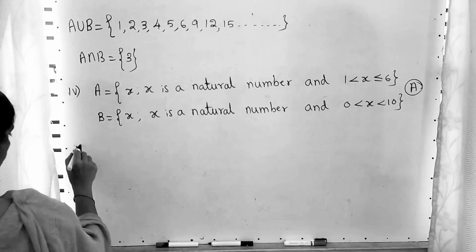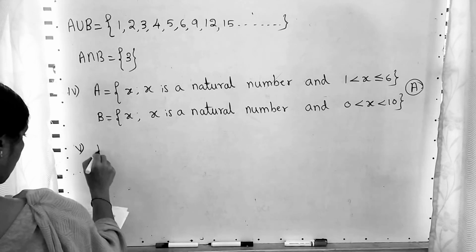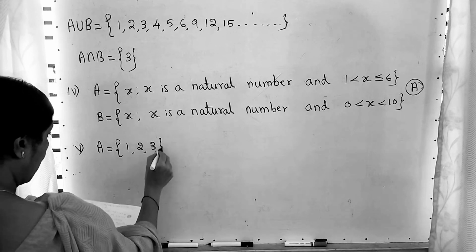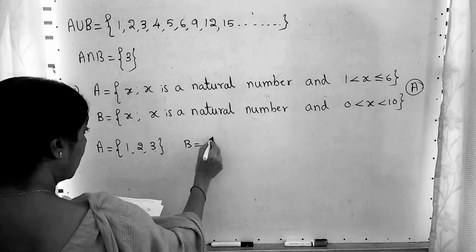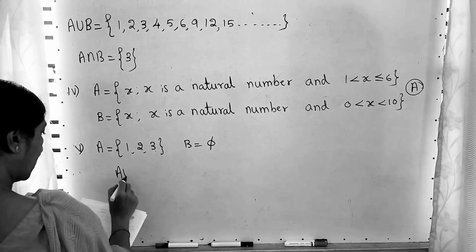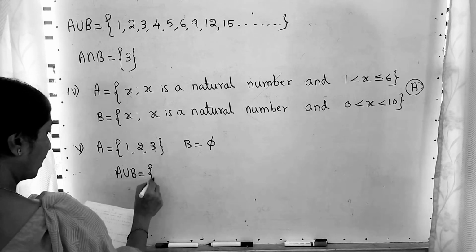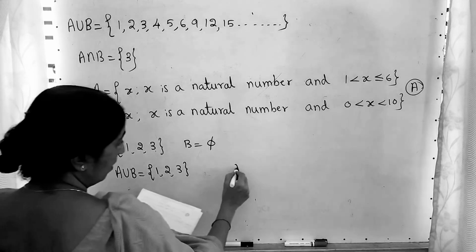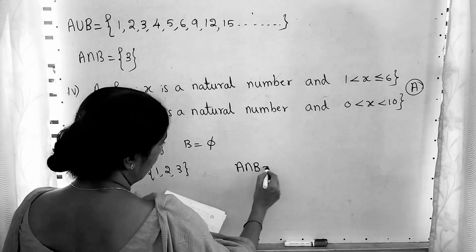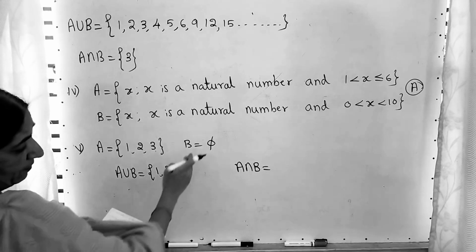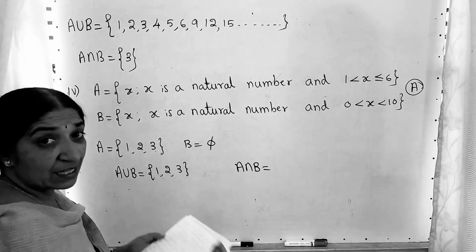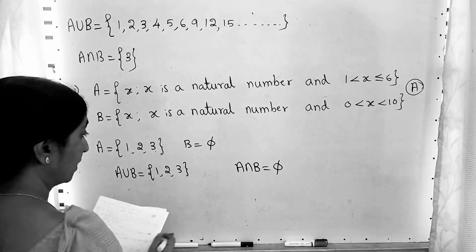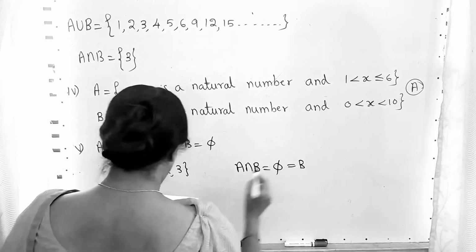Fifth example. Set A is 1, 2, 3 and set B is a null set. What is A union B? Of course, A union B is nothing but 1, 2, 3, since there is no element in the null set. What is A intersection B? There is no common element because B is an empty set. Null set means empty. There is no element. So that's why its intersection is nothing but the null set, that is nothing but set B.